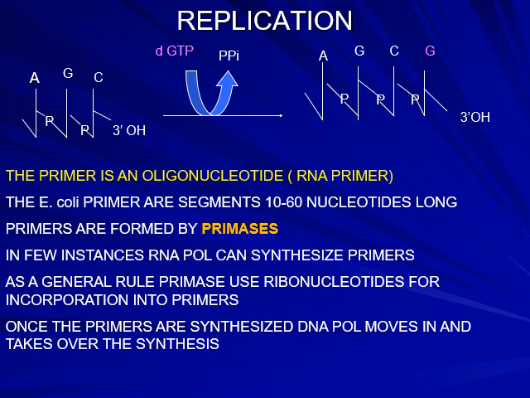In this particular case, the base which is added is GTP. The enzymes which synthesize this RNA primer are the primases. In E. coli, the length of the primer is around 10 to 60 nucleotides. In some instances, the RNA polymerase can also synthesize primers. As a general rule, the primase uses ribonucleotides for incorporation into the primers. Once the primers are synthesized, the process of elongation is taken up by the DNA polymerase, which moves in and takes over the synthetic process.